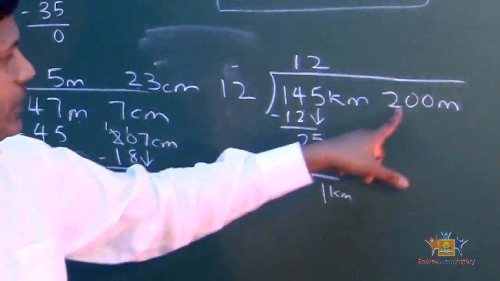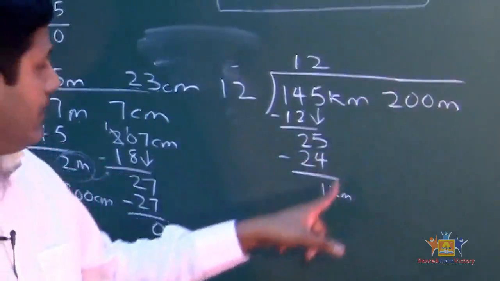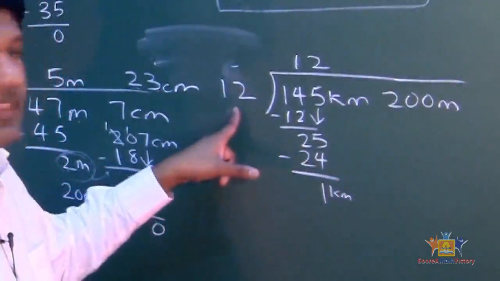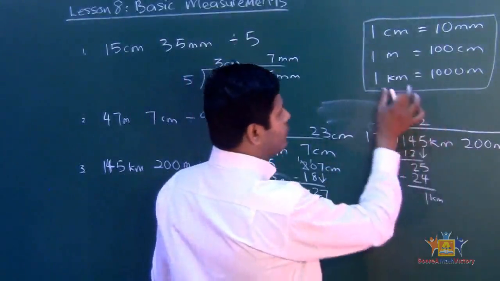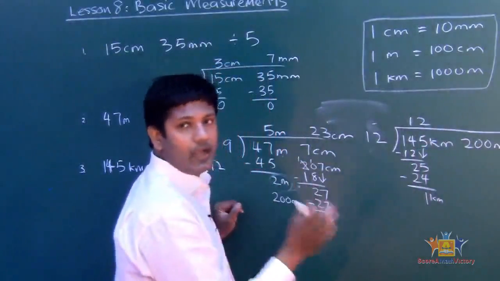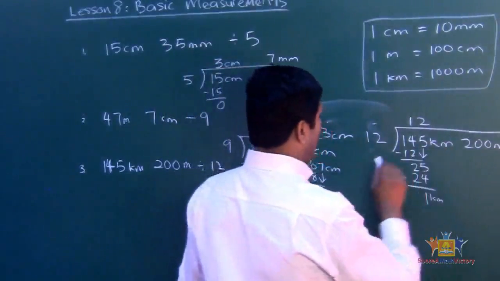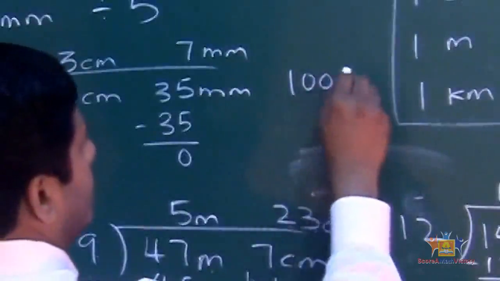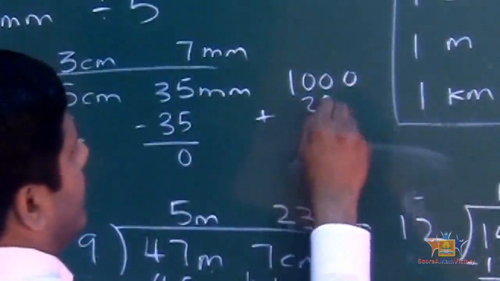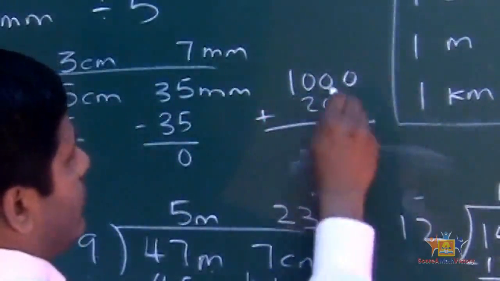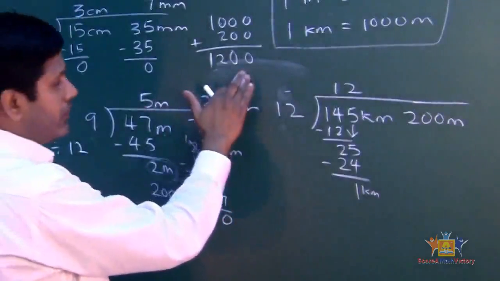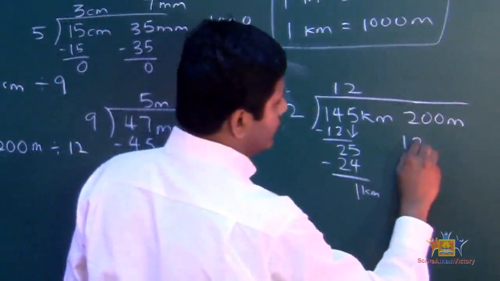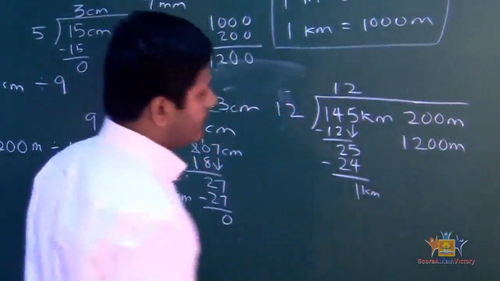I need to change that into meters, because 1 kilometer I cannot divide by 12. That's the balance, so I convert that into meters. So 1 kilometer equals to what? 1000 meters. So that makes it 1000 plus the 200. Line them up. So that becomes 1200. So I'm going to put down here 1200 meters.